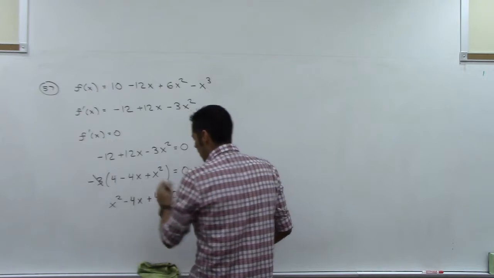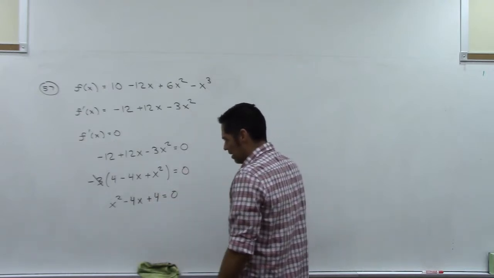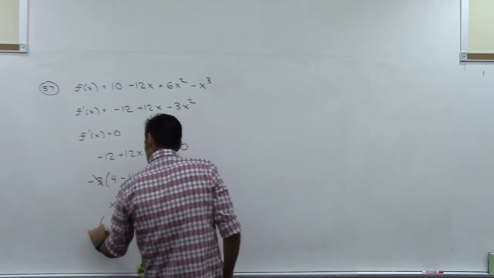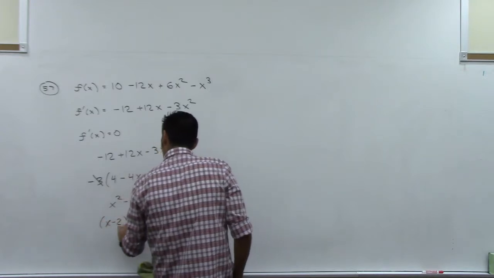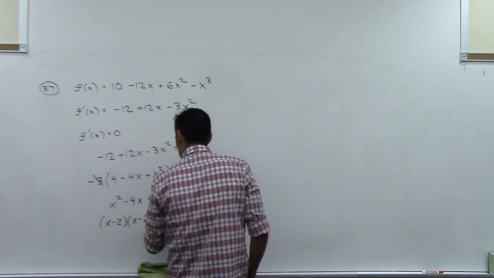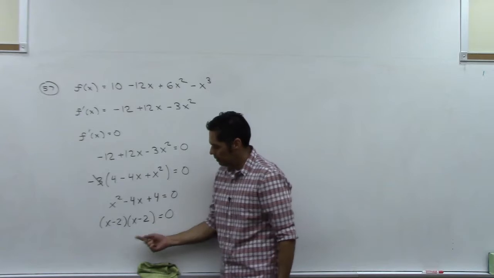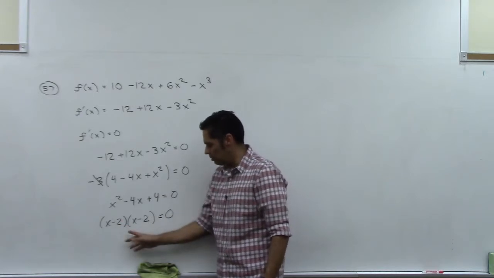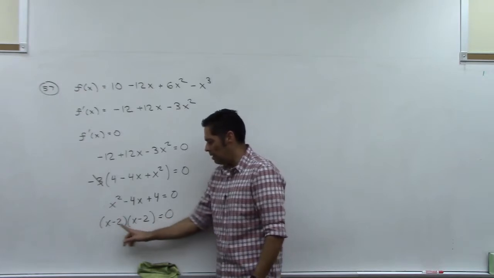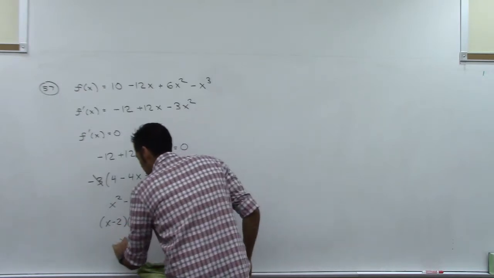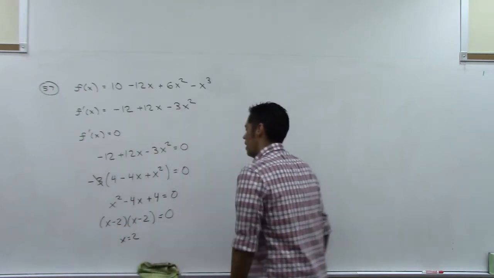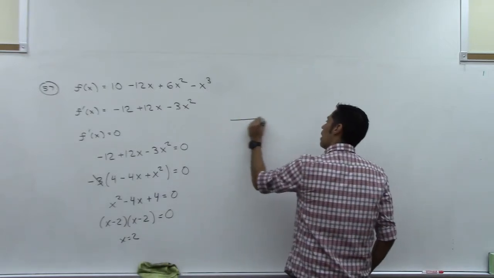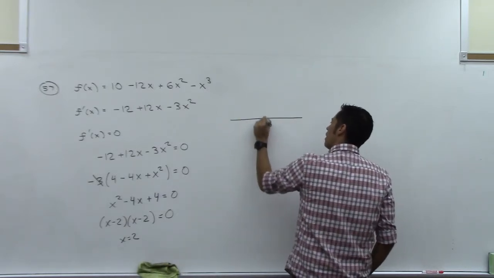And I look at that and I realize, you know what? Does that factor? Let's see, x minus 2 should work. So if you FOIL this back out, you'll get this. So I'm trusting you can factor that. These are the same factors, so you only have one solution, and that's 2. And that's good because when I go to my number line, it means I only have one point here.